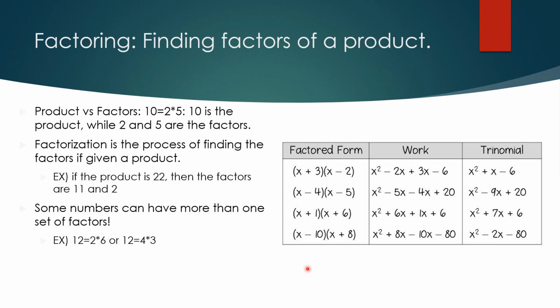Over here, we discussed factorization of numbers, but now we're going to discuss factorization of polynomials. You might remember how to go from the factored form to the trinomial. What we'll be doing is the opposite. If we're given the trinomial, can we find the factorization for that product?